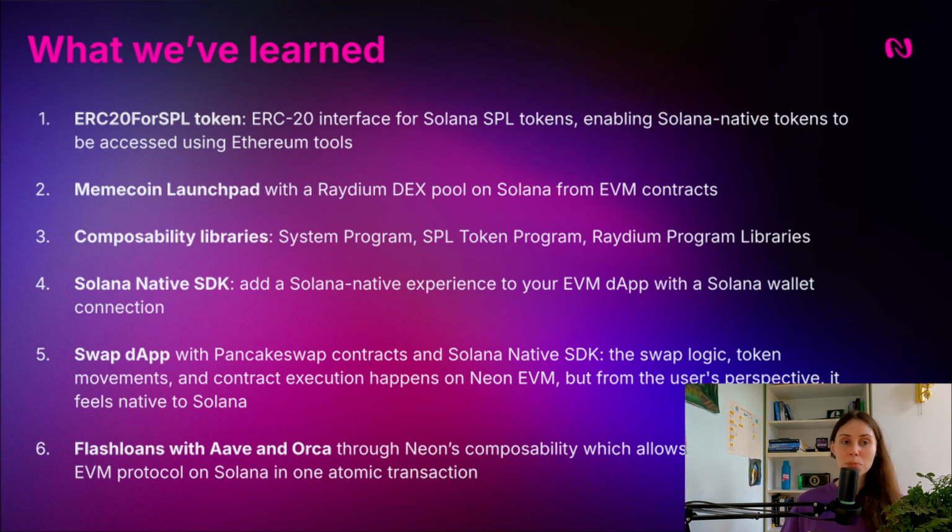Then we stepped back and started looking into detail at how composability libraries created by Neon EVM ensure these composability requests from EVM contracts to Solana. And we unpacked 3 libraries: the System Program Library, SPL Token Library, and the Raydium Program Library, which handle all the instructions from creating an account on Solana to initializing token mints and making transfers and swaps on Raydium DEX.